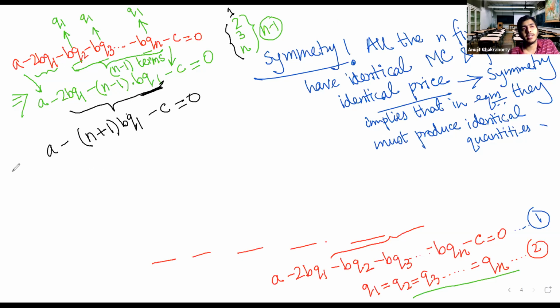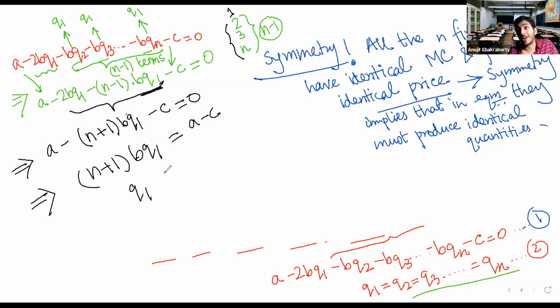Then what that tells you is n plus 1 bq1 is equal to a minus c. So then q1, which is what firm 1 is going to produce when there are n firms competing against each other, is a minus c divided by n plus 1 times b.